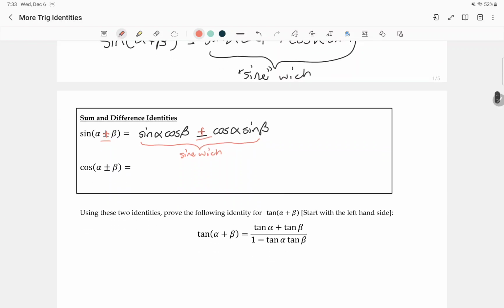All right, and then we'll move on to cosine, which is just a little more confusing, but it's not that bad. We're going to have our cosines together. So have cosine first of both, minus plus the sines of both angles. And just remember, cosines stay together. Once again, I just want to make it clear that if you have a plus in here, it's going to be minus for the identity. And if you have a minus in here, it's going to be plus for the identity.